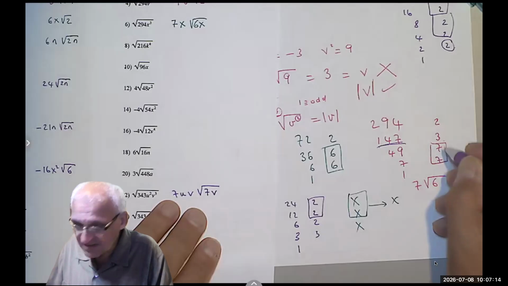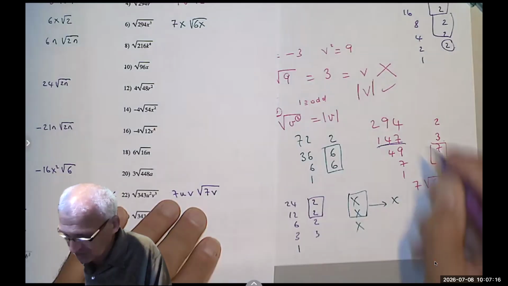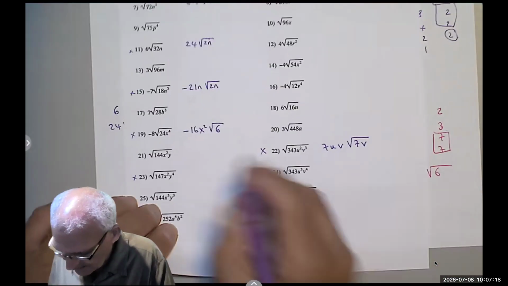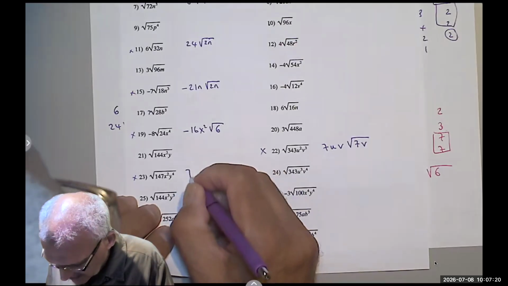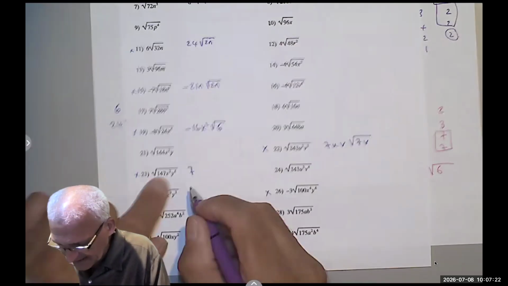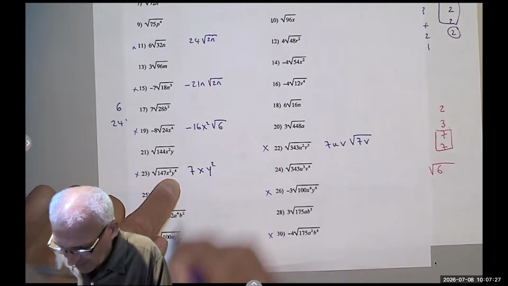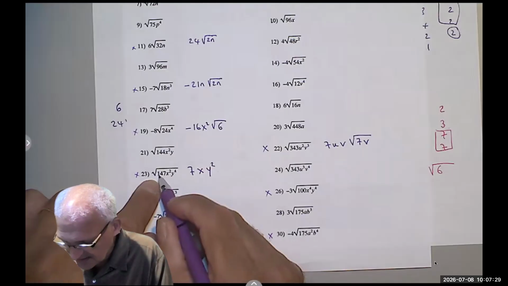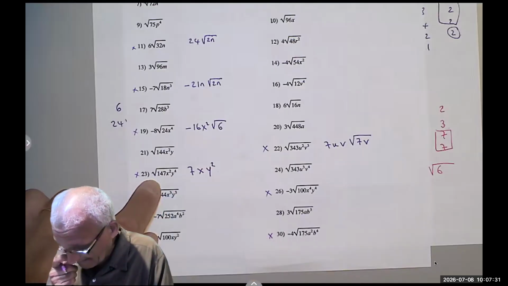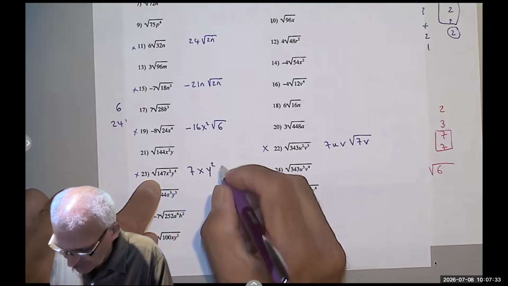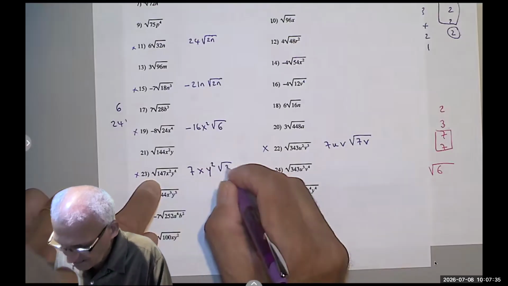It was 3 times 7 times 7, so it comes out as 7 root 3. The 7 comes out, and the x squared comes out as x. The y to the 4 comes out as y squared. And notice we said this is 7 times 7 times 3, so the square root of 3.